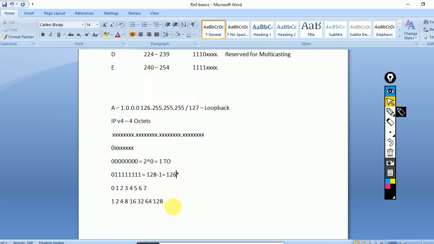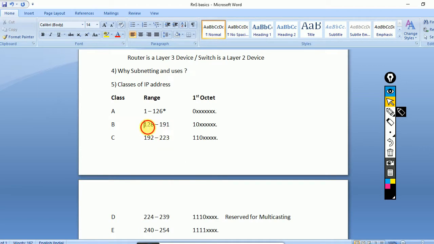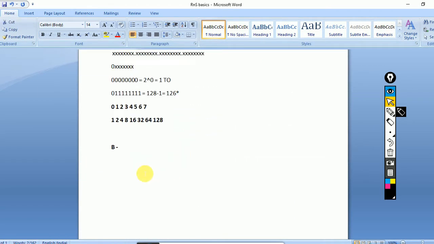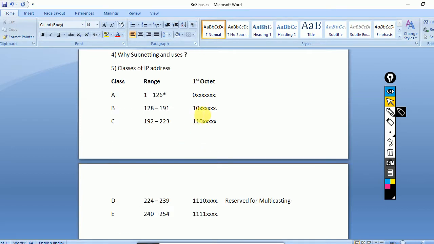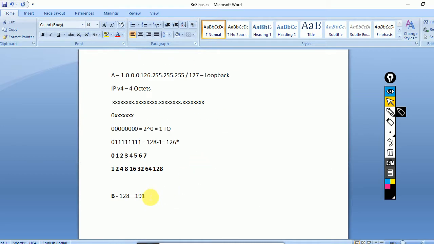But the same way we can do it for class B. I'll give an example of class B now, and for class C you can try. So it's going to be 128 to 191. Let's see what happens. Here I have to keep the first octet's first 2 bits as 1 and 0.